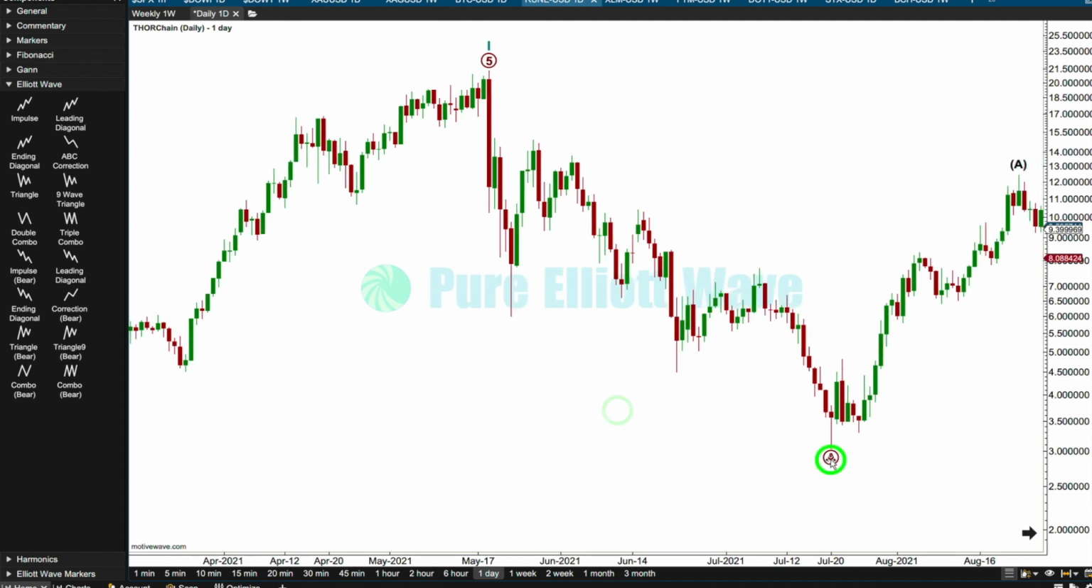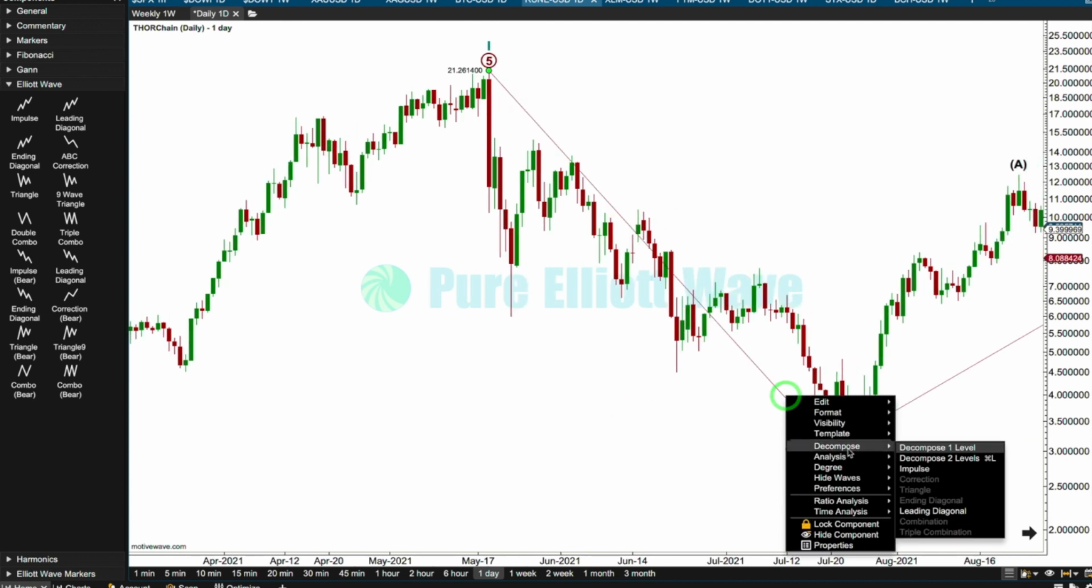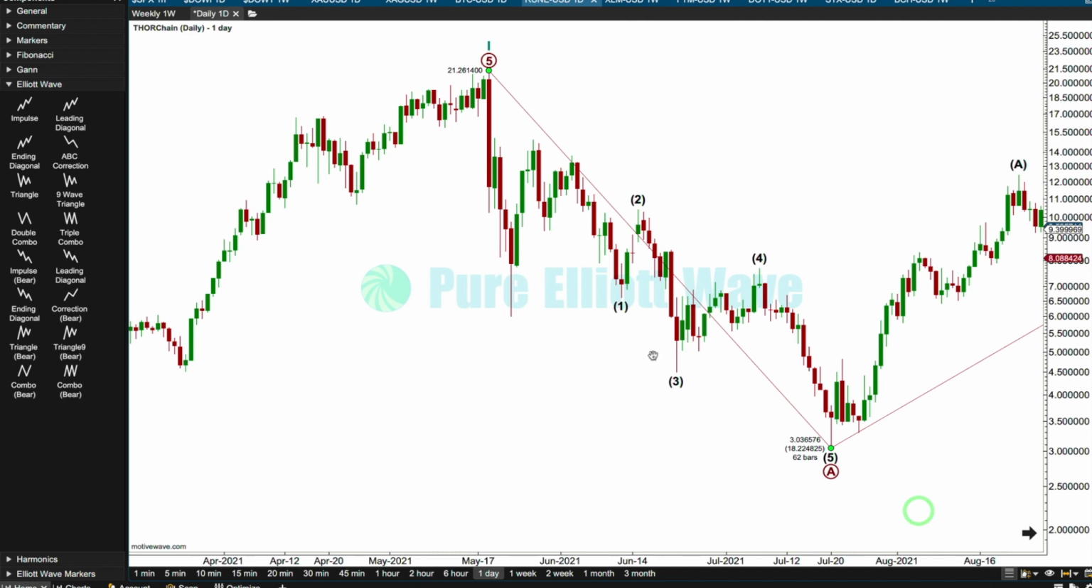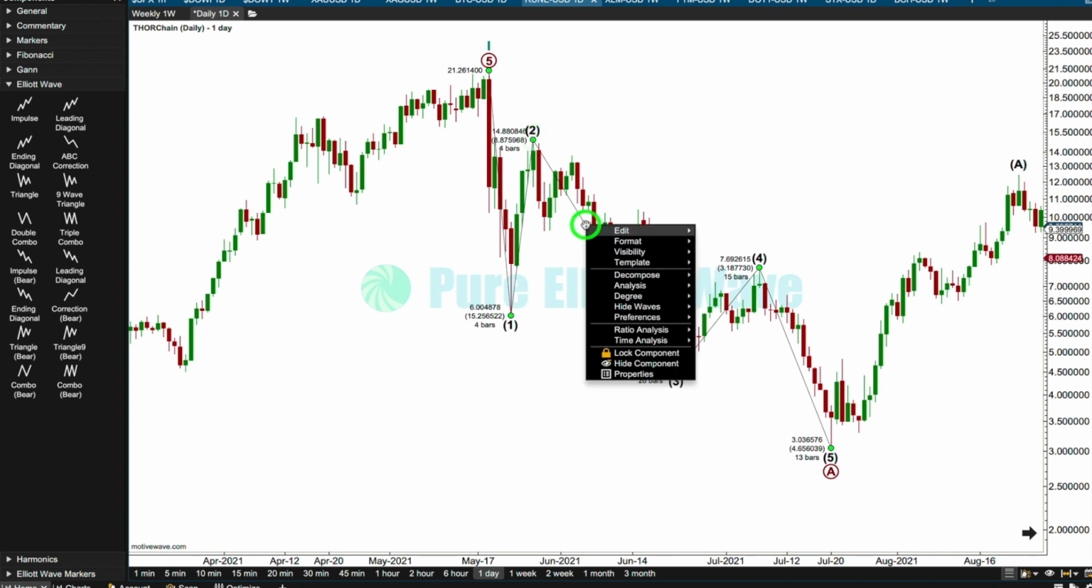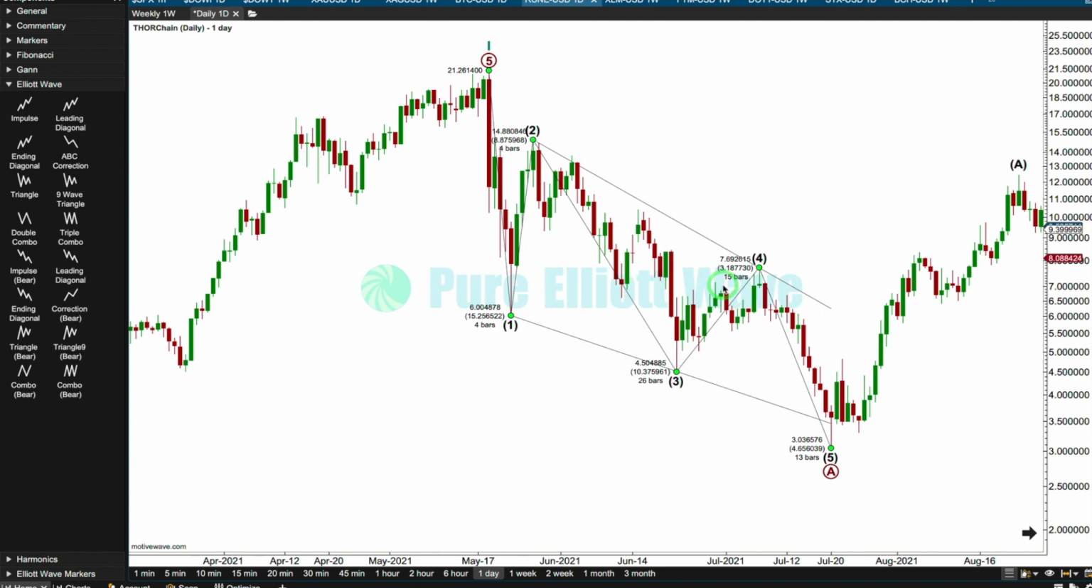Okay, let's see if this subdivides as a leading diagonal, because I'm not convinced it will. No, I'd want to put this here and this here. Is the third wave going to be too long? No. Okay, wavelengths look good. What about the channel? Oh yeah, the channel looks good. Okay, great. That's a pretty decent looking leading diagonal.